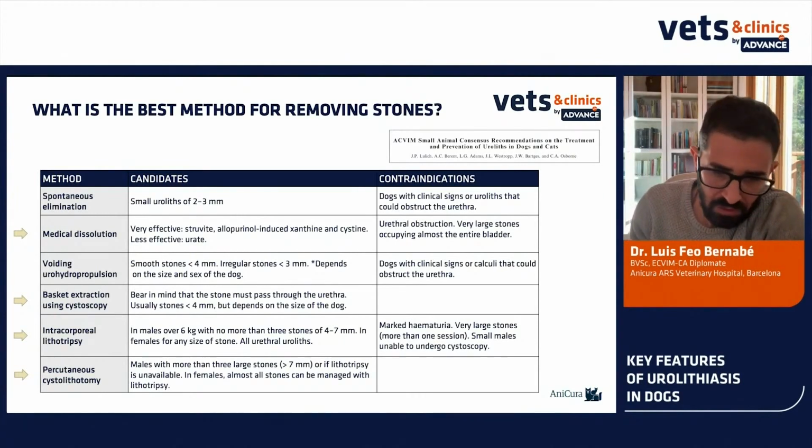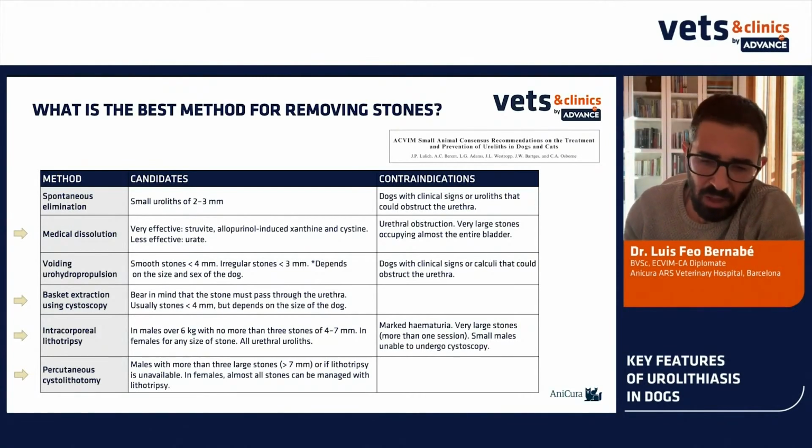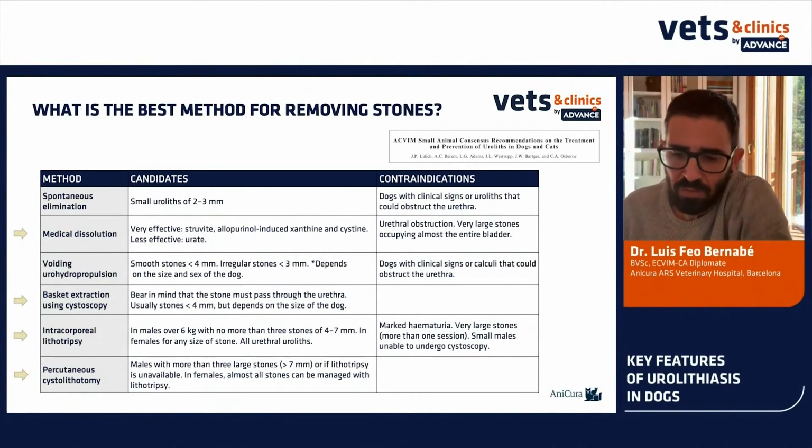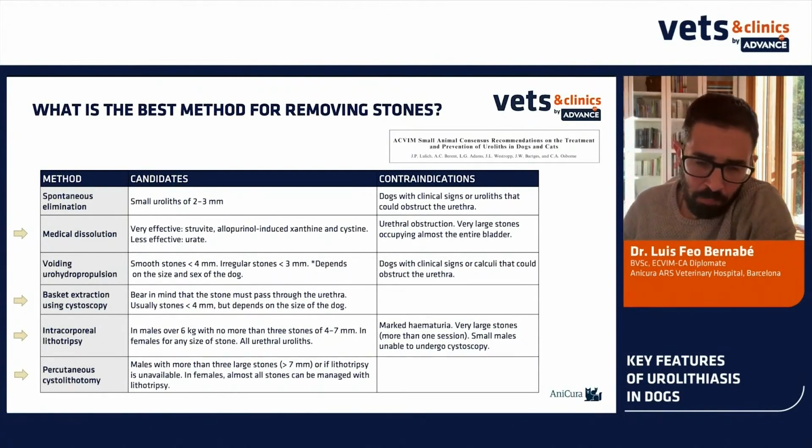Intracorporeal lithotripsy is something that is kind of popular these days. In males over 6 kilograms with no more than 3 stones, it is probably a good candidate, and the stone has to be between 4 and 7 millimeters. In females, for any size of stone, you can use it, and for all urethral uroliths. Sometimes it's contraindicated if you have very large stones because maybe you need to do more than one session. But if it's tiny or really small uroliths, I think it's a good way to remove these stones.